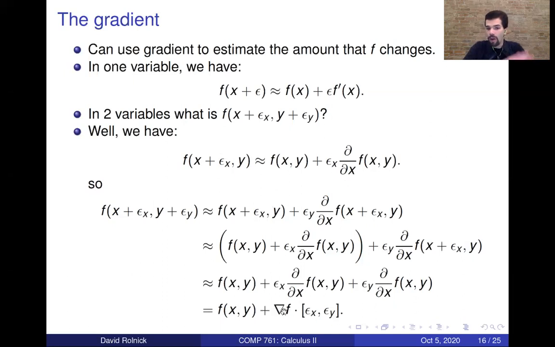This is a simpler way to write it. Remember, the gradient is just this partial comma this partial. It's a two element vector, and if we take the dot product of that with the epsilons, then we get this dot product. So that's why the gradient is useful, because it basically allows us to write this correction in a really short form.